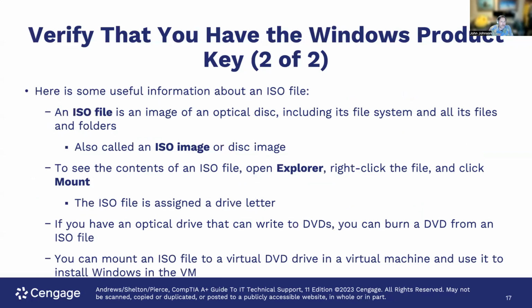So here's some useful information about an ISO file. An ISO file is an image of an optical disk, including its file system and all its files and folders. It's also called an ISO image or a disk image.